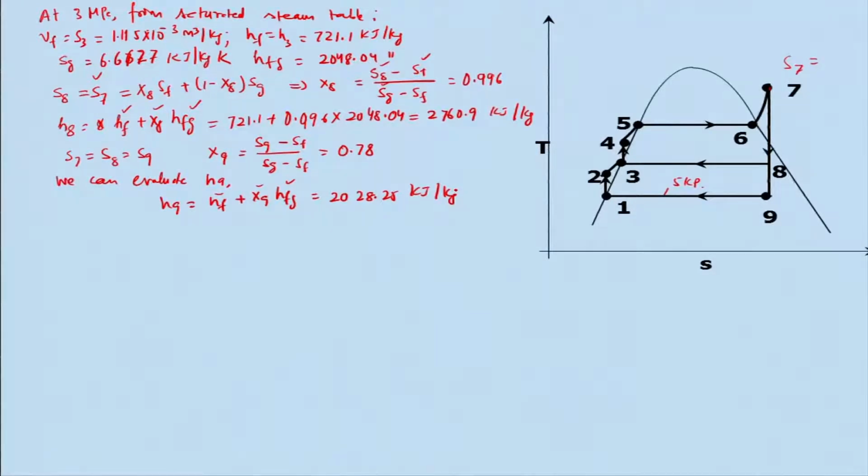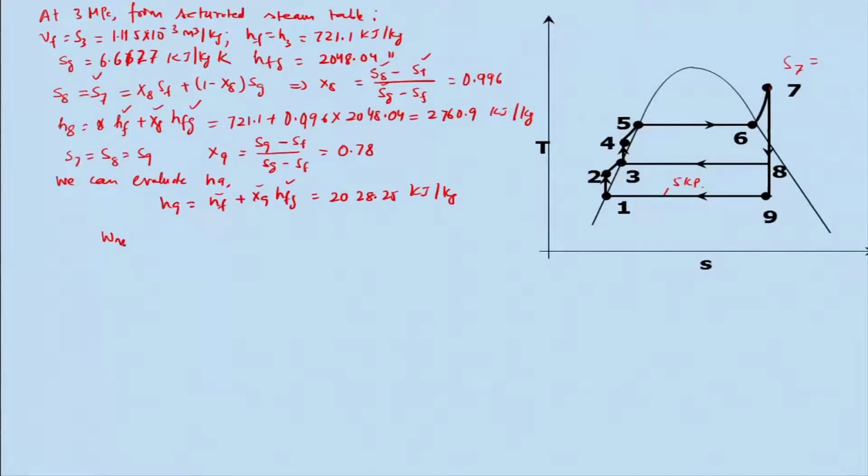But by knowing this, is it possible to find out the net work done? We cannot. Why? Because W net will be Q in minus Q out, which is equal to H7 minus H4 minus 1 minus Y into H9 minus H1. Or I can do it another way: how much work is done between state 7 and 8, and then the work done between state 8 and 9, then find the compressor work and subtract it.